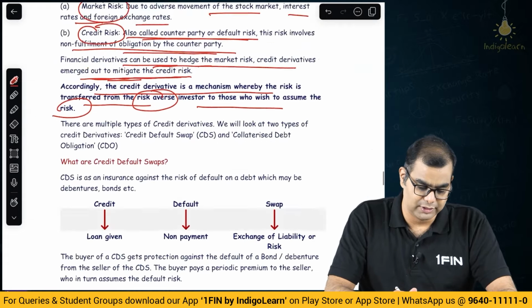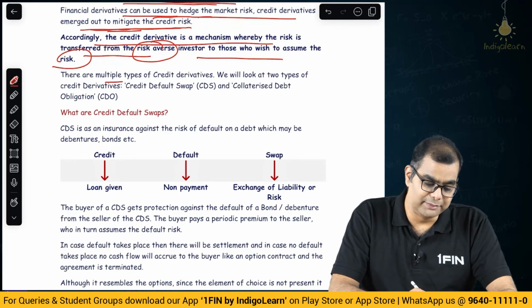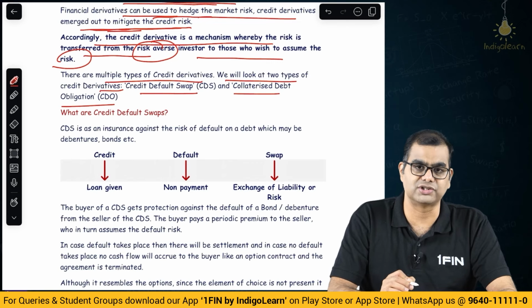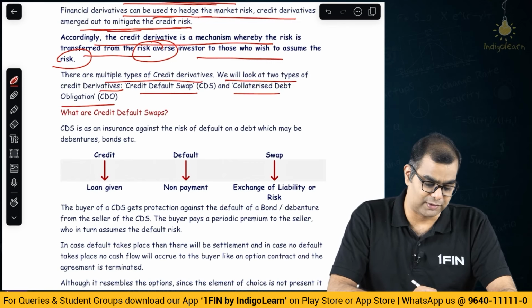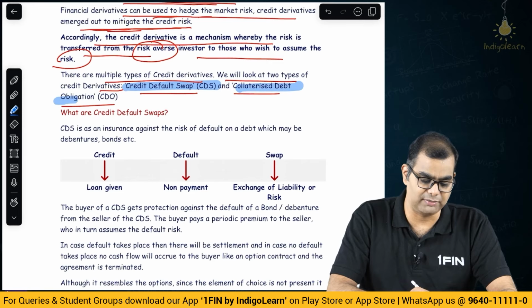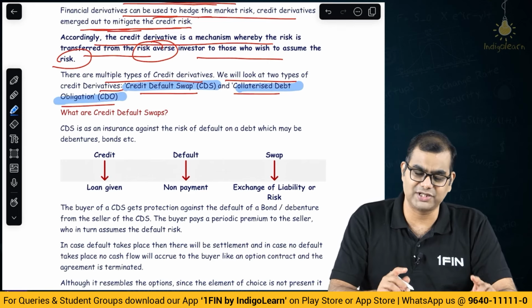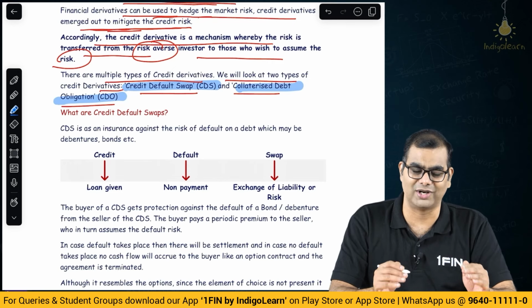Okay, there are multiple types of credit derivatives. We will look into two types of credit derivatives called credit default swaps and collateralized debt obligations. Please note these words, credit default swap and collateralized debt obligation. These two are given in reverse order in our study material, but I have purposely changed the order because it is more logical to understand this way.